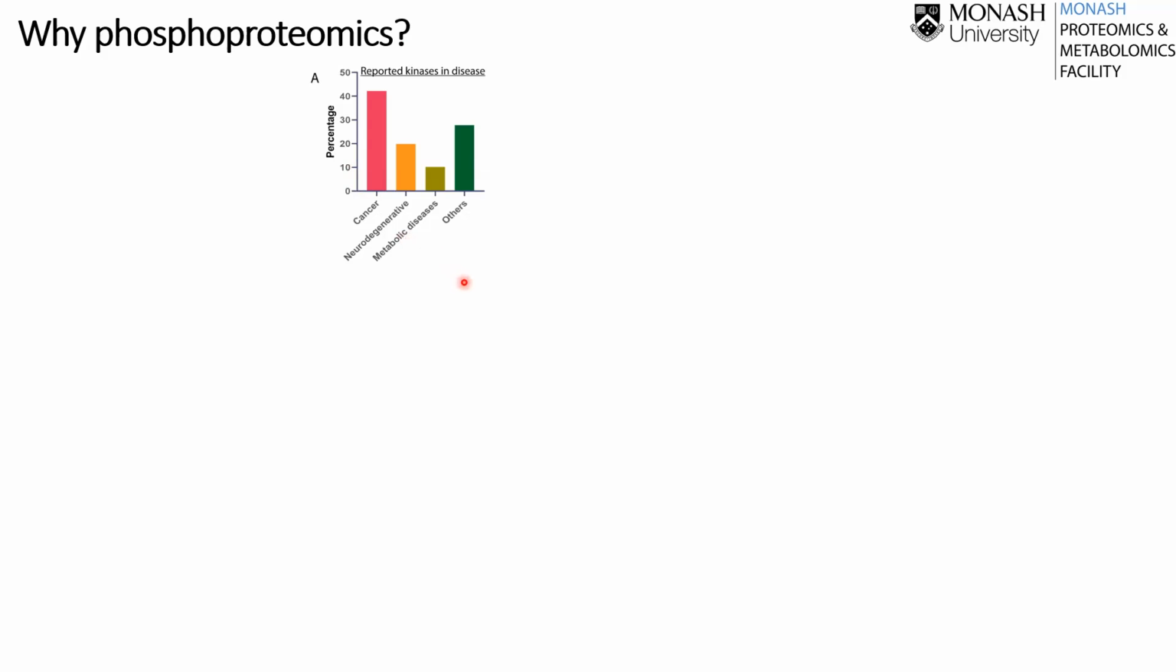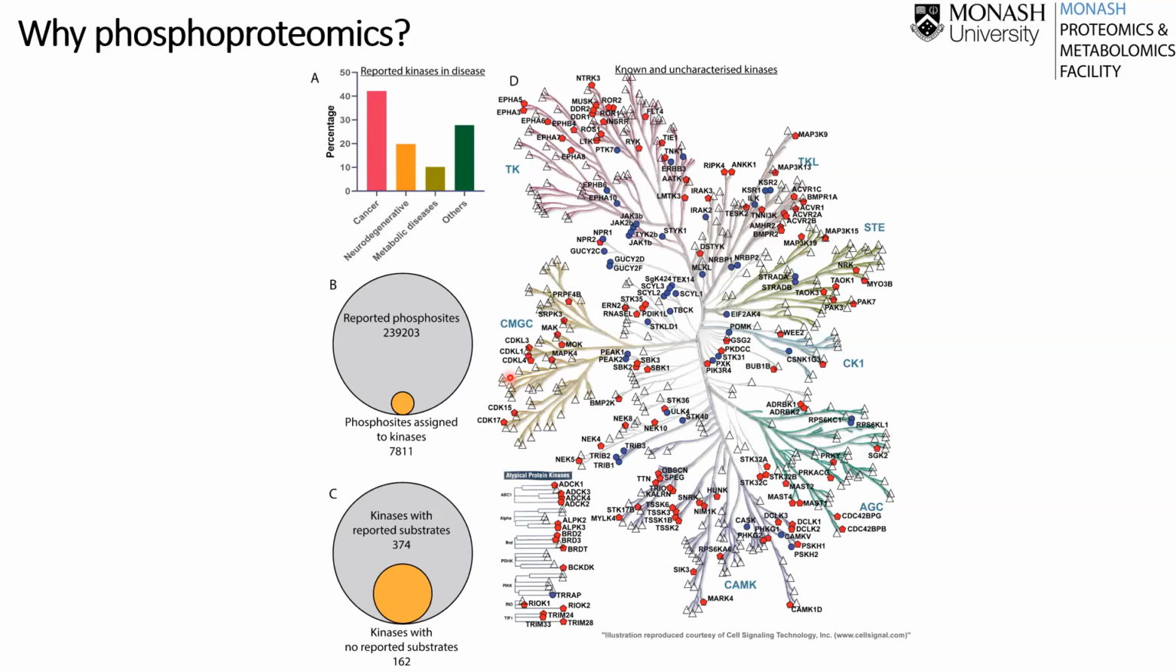Another reason why we want to use phosphoproteomics is that there's still a lot that is unknown about the phosphoproteome, and also the role of kinases inside the cell. To date, I think there are around 530 kinases, which is around 2% of the whole human genes. But out of these 500 kinases, we only know the function of around a third.